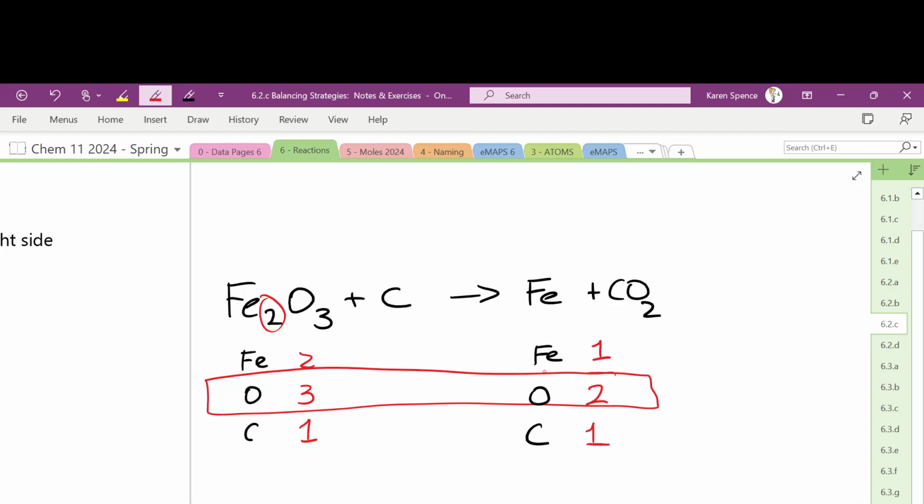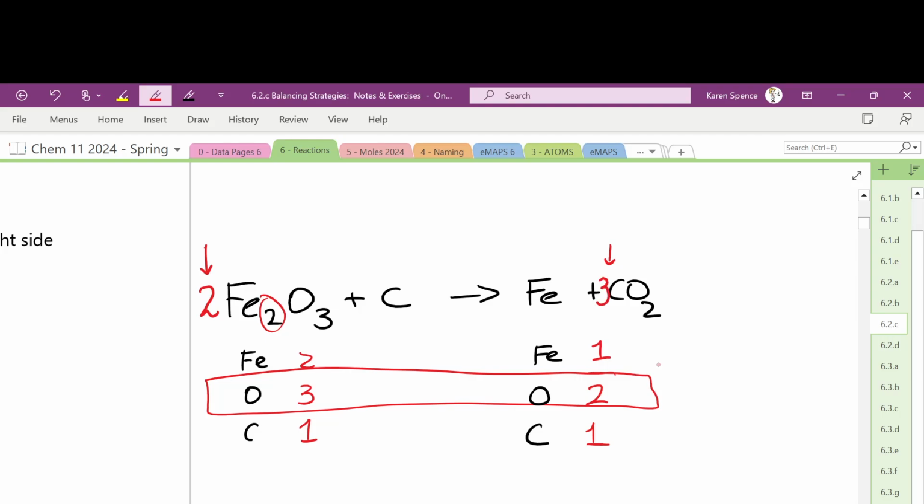What should we multiply by to fix that 3 and that 2? 6. We need it to equal 6. So what are we going to put in front of the Fe2O3? We're going to put a 2. And what are we going to put in front of the CO2? We're going to put a 3.